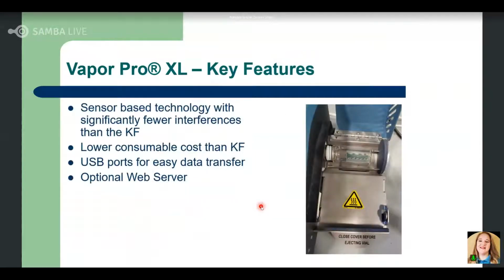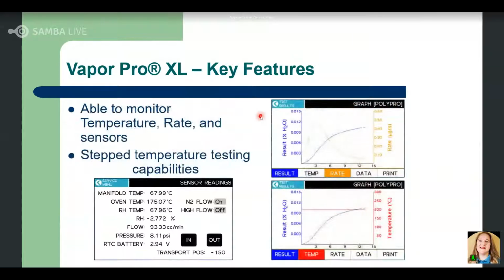Some key features we like about the Vapor Pro is it's a sensor-based technology, as shown earlier. So it gives significantly fewer interferences than Karl Fischer. We also have a much lower consumable cost than Karl Fischer. And then in terms of data transfer, we have a USB option. You can also do an optional web service as well. Other things is you're able to monitor temperature, rate, sensors, all of that.